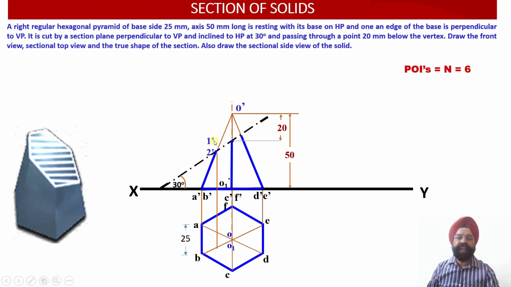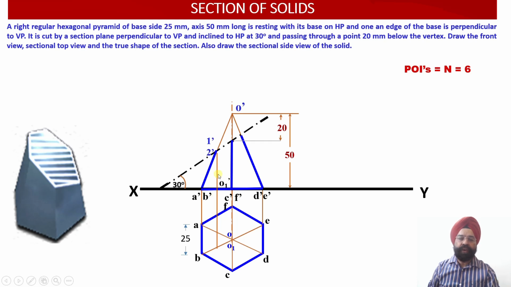And again, I have already told you that point 1 dash will be lying at the point of intersection of the cutting plane with the slant generator O dash A dash. Similarly, 2 dash is the point of intersection of the cutting plane with O dash B dash. So let us now transfer these corresponding points onto OA and OB.